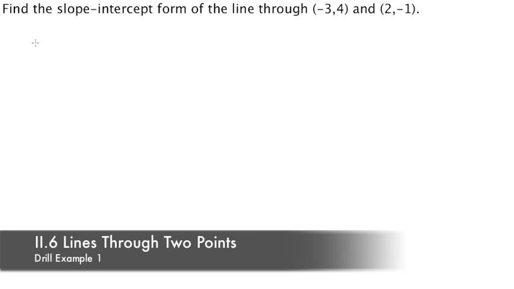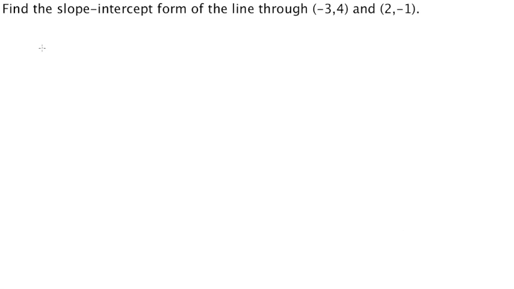So let's take a look at this example. Find the slope-intercept form of the line through (-3, 4) and (2, -1). Now again, even though we want to have our final answer in slope-intercept form, we're actually going to begin with point-slope form. So remember, this is our point-slope form right here. So x minus x1.